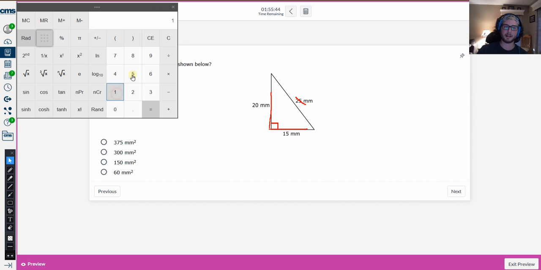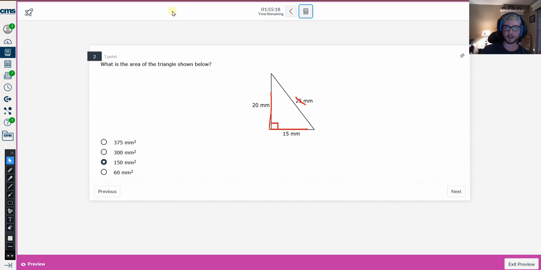So we're going to do base, 15 times the height, which is 20, but this is a triangle. So I have to do the base times the height and divide by 2. Or Miss Gaskins has also taught 1/2 times the base times the height. The result will be the same. The correct answer for number two was supposed to be 150. If you got 300, that is because you either forgot to divide by 2 or multiply by 1/2.